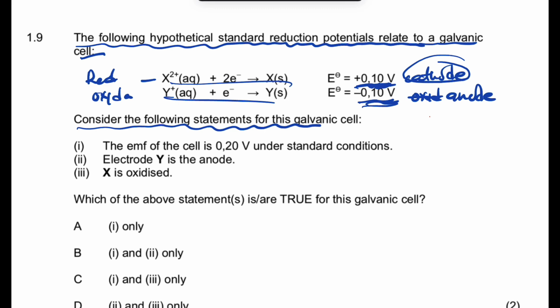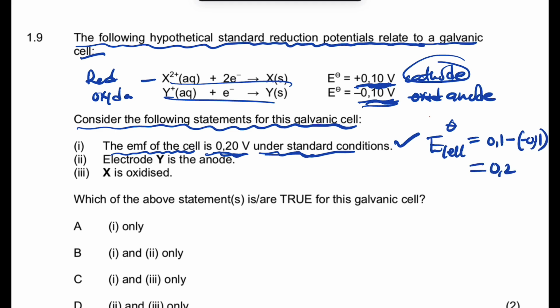Now it says consider the following statements for the galvanic cell. It says the EMF of the cell under standard conditions is 0.2. That is correct. How? If you're counting the E cell, you say cathode minus the anode, which is 0.1 minus (-0.1). So it's going to be 0.2 volts. So this is correct. Now it says the electrode Y is an anode. So the anode is going to be here, because this is an oxidation. So the electrode Y is an anode.